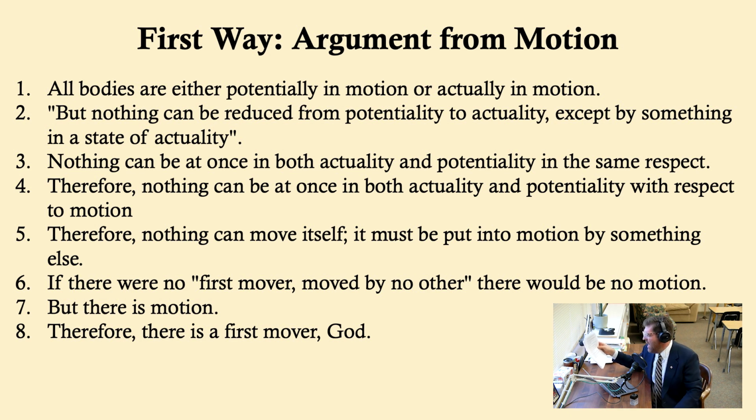Nothing can be at once both actuality and potentiality in the same respect. So it can't be actually moving and potentially moving at the same time. Therefore, nothing can be at once actuality and potentiality with respect to motion. So nothing can be both actual and potential at the same time. Motion included in this. So our next item, the numbering is bad on this. It goes 1, 2, 3, 4, 6.